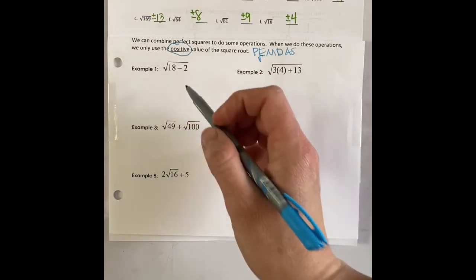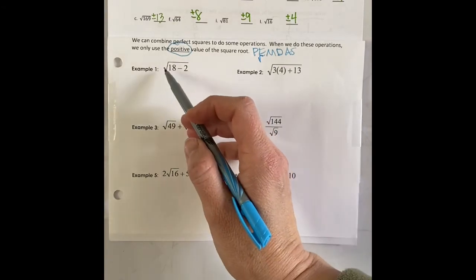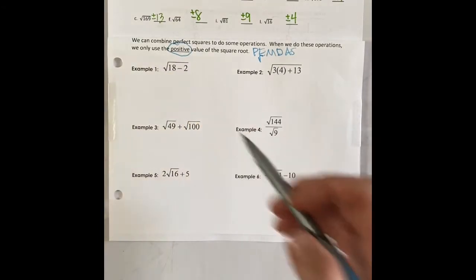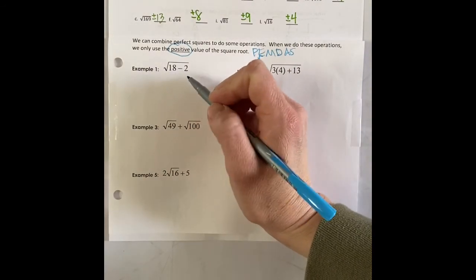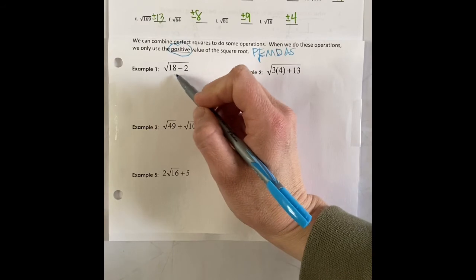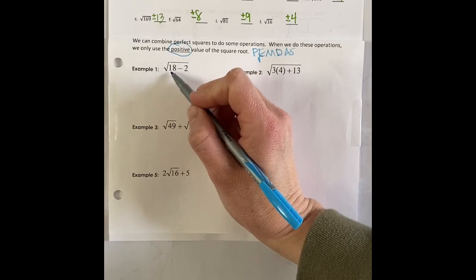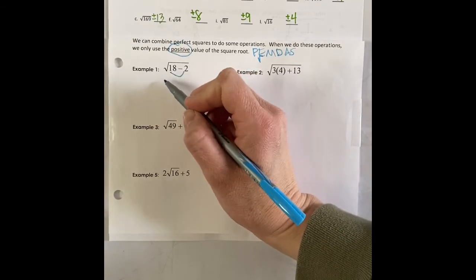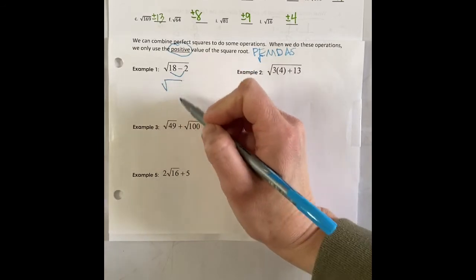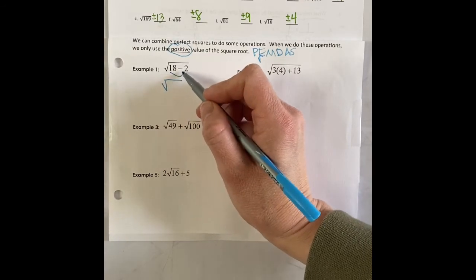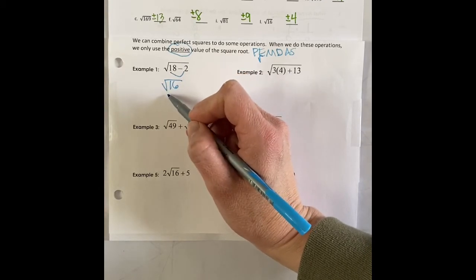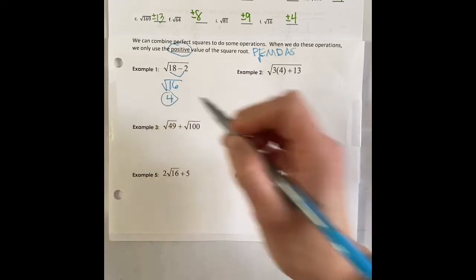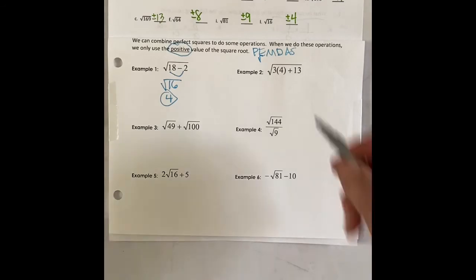So let's look at example number 1. We have the square root of 18 minus 2. Because we have that operation underneath the radical sign, we have to do that operation first. So we keep our radical sign. 18 minus 2 is 16. And then we can take the square root of 16, which would be 4, because 4 times 4 is 16.